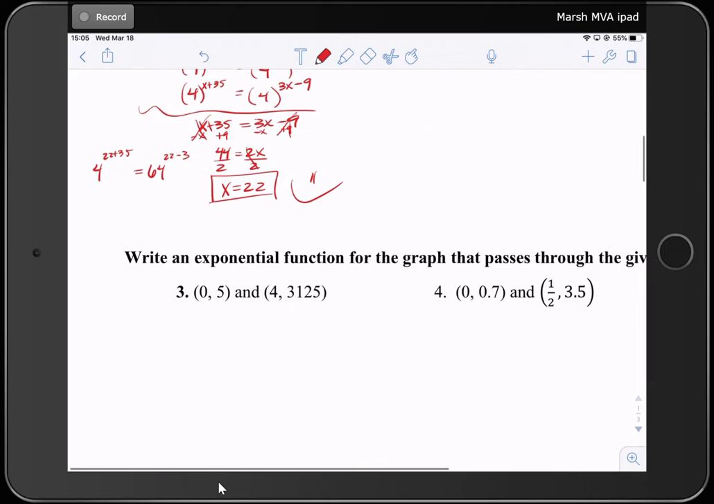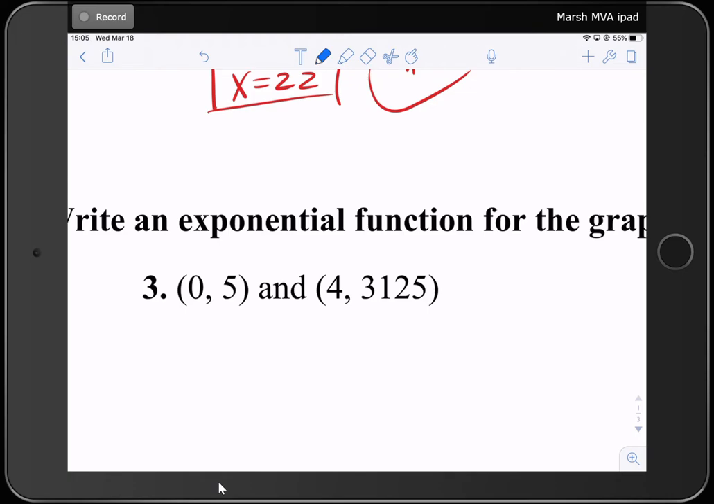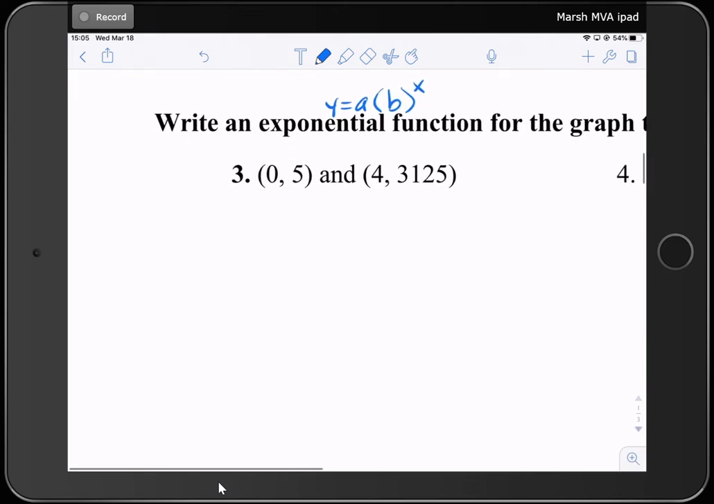Okay, now let's move on to number 3 here. Write an exponential function for the graph that passes through the given points. Okay, I'm going to change color to blue. An exponential function is what we started off with in the review, that y is equal to a times the base raised to some exponent. So we've got to find out what a and b are. Well, the long way of doing it would be to start with this one and actually plug this in for x and y. So I would say y is equal to a times b raised to the x, and then I'm replacing x and y. Y is 5, and that has to equal a times b to the 0. I'm replacing the 0 in for x and the 5 in for y.